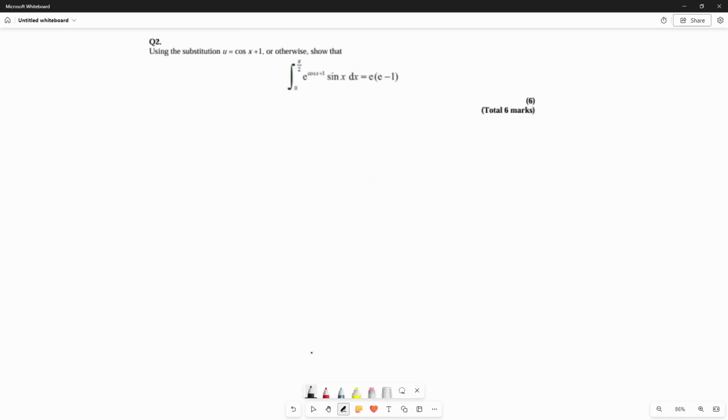So the first thing I'm going to do is rewrite the integral over here. And the substitution they've given us, so they've given us the substitution in this question. Most of the time we'll have to come up with the substitution ourselves. u equals cos x plus 1.